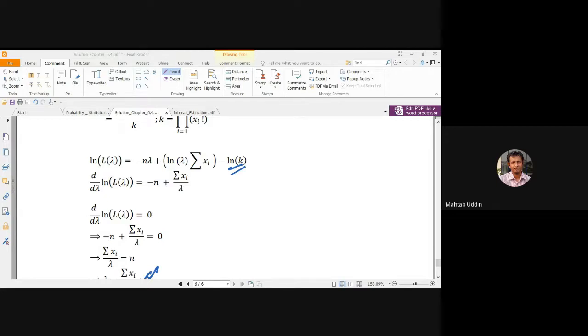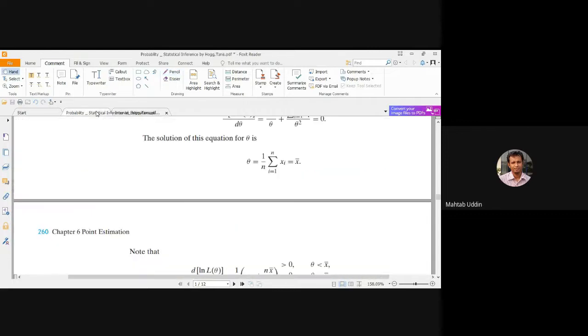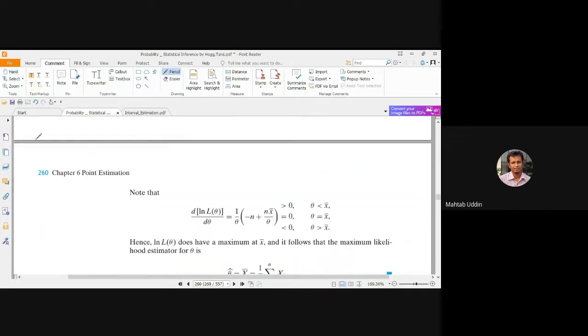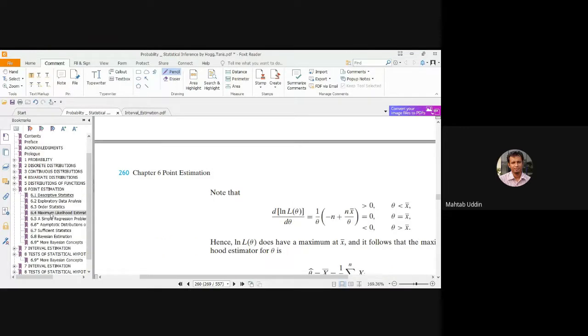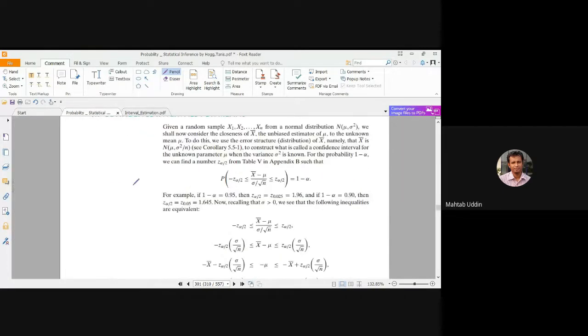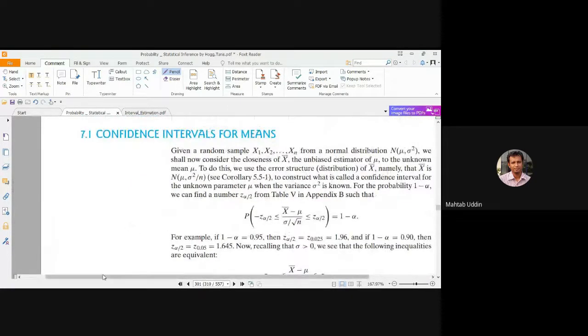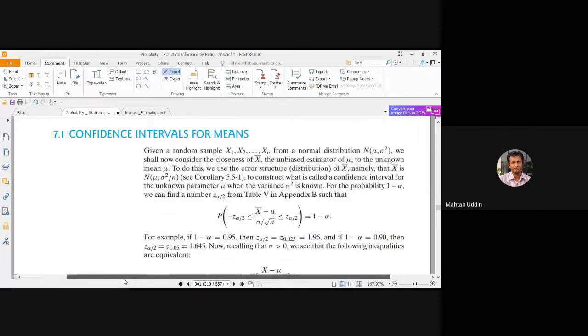Then I'm going to start chapter 7, but chapters 7 and 8 in your book are not clear at all. So I have constructed some lecture sheets to follow them. I think you got them both in my group and in LMS. How many people downloaded them? Is there anyone here?